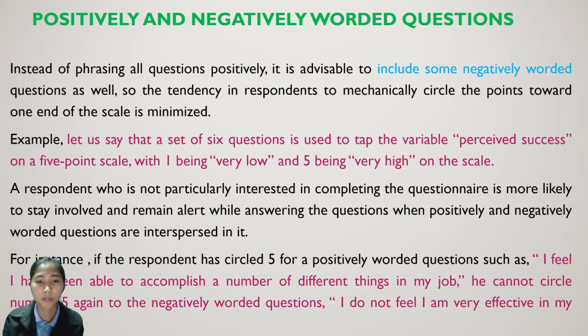A respondent who is not particularly interested in completing the questionnaire is more likely to stay involved and remain alert while answering the questions when positively and negatively worded questions are interspersed in it. For instance, if the respondent has circled 5 for a positively worded question such as, I feel I have been able to accomplish a number of different things in my job, he cannot circle number 5 again to the negatively worded question, I do not feel I am very effective in the job.